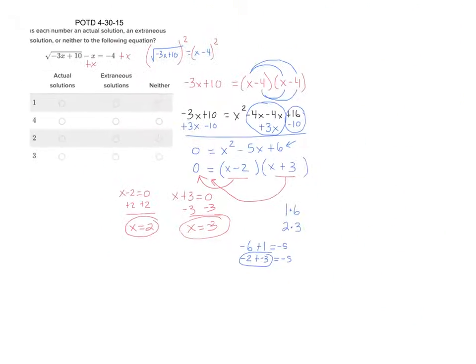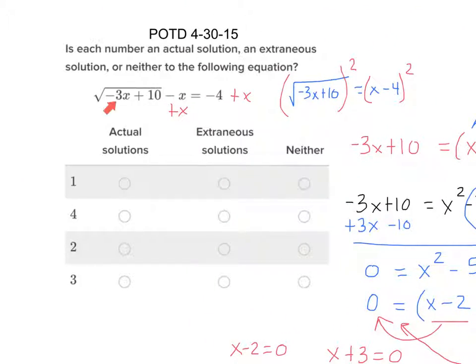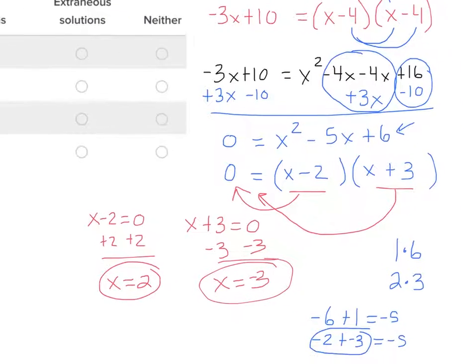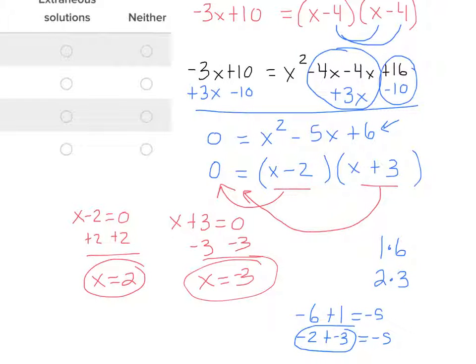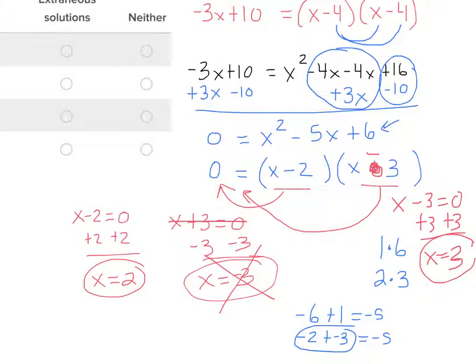Now, here's what you need to understand. When you're solving a radical equation, which is what this is, sometimes you'll get solutions that don't work. And those are called extraneous. Yeah, I meant to write x minus 3 here. So in this, it should have been x minus 3 equals 0. So then I add 3 to both sides, so x equals 3. Sorry about that. So I've got, my two answers are 2 and 3.